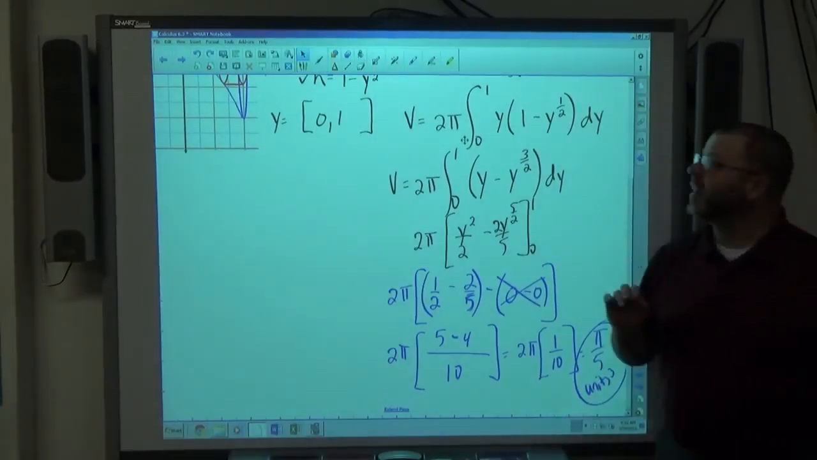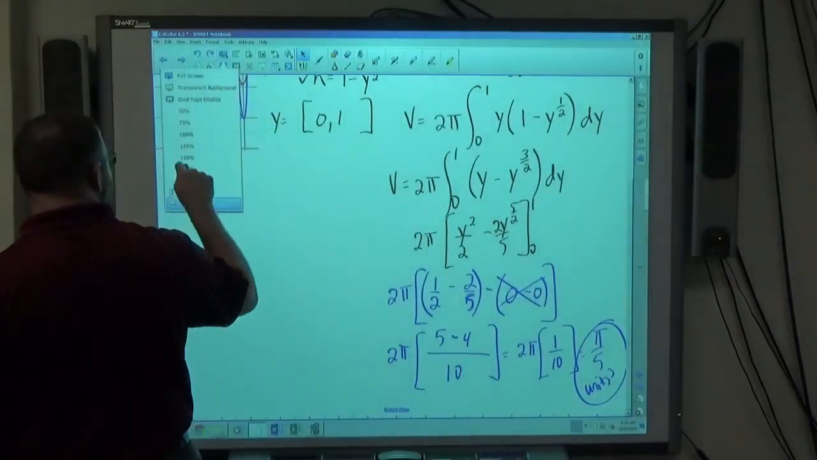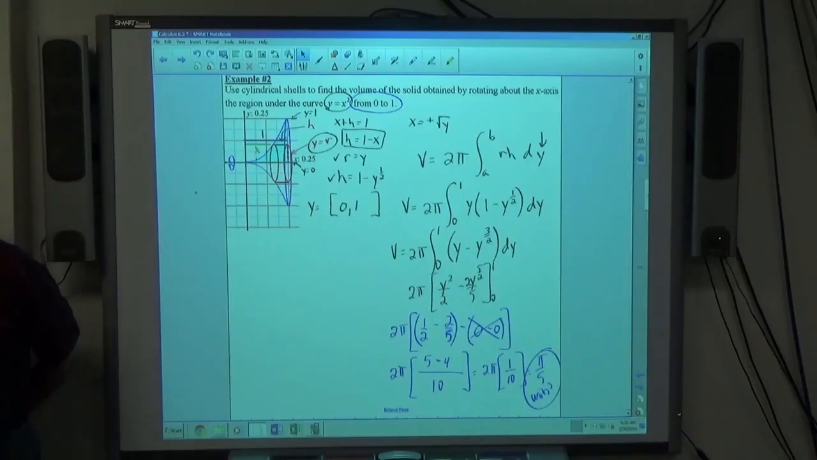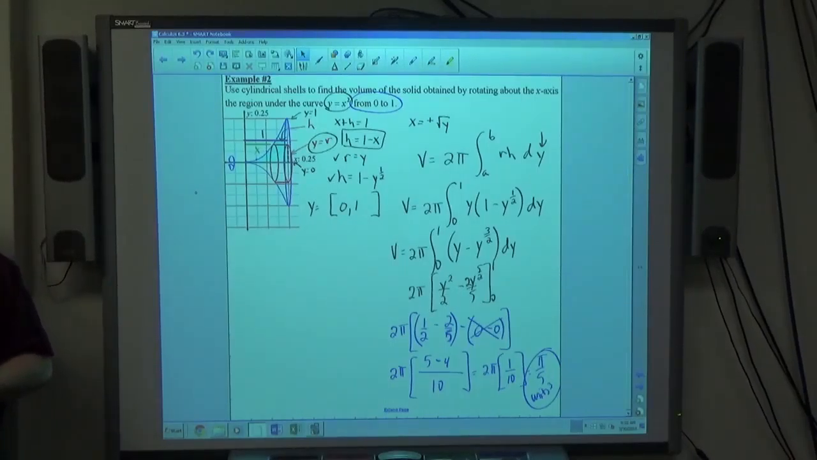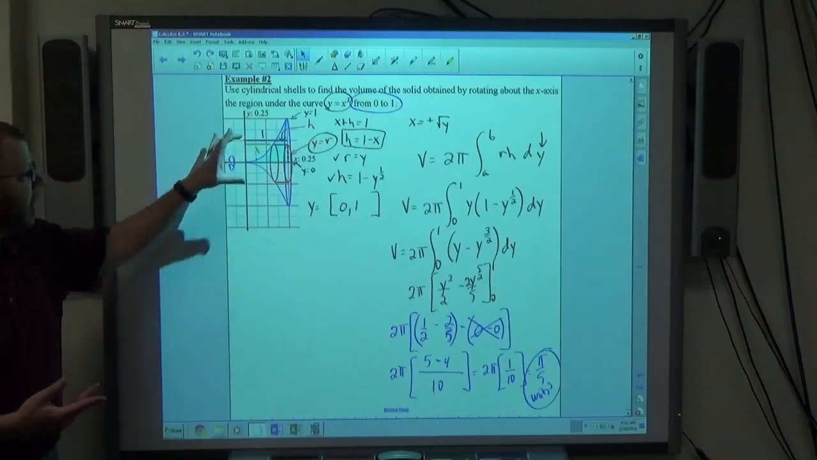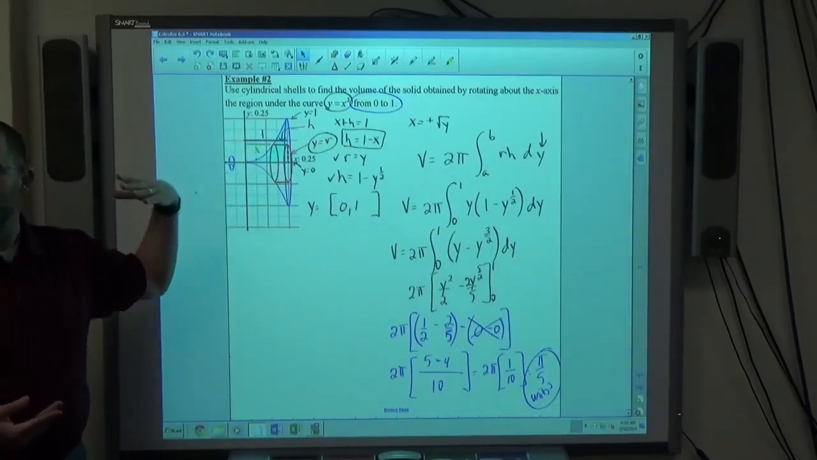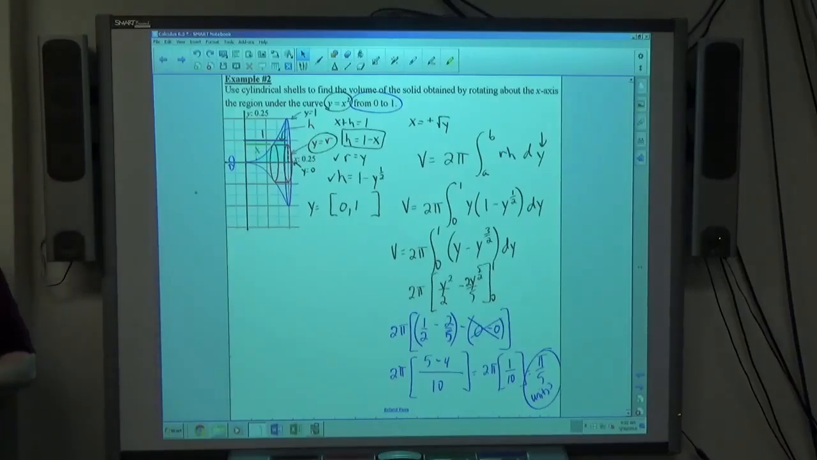When it comes time to take a test on this, know that I'm not going to specify a technique, but when you try and do that disk method and the inside and the outside go to the same curve, this is the only way to go. Otherwise, if you can just make a nice cross-sectional area that just goes from the axis to the curve itself, the disk method is much quicker.